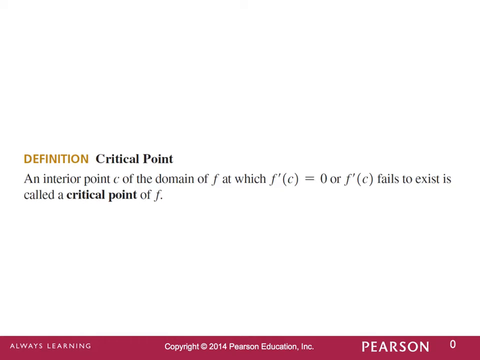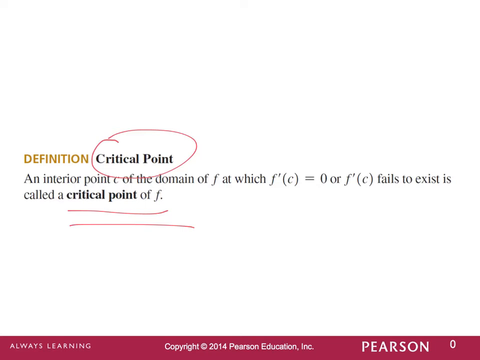And these points, we call them critical points, and we say a critical point is an interior point c of the domain of f at which f prime of c is equal to 0, or when f prime of c fails to exist, and that's called a critical point. And that's where we're going to see these local extrema pop up.